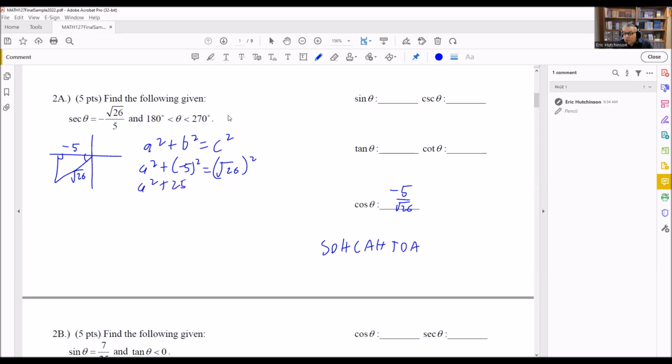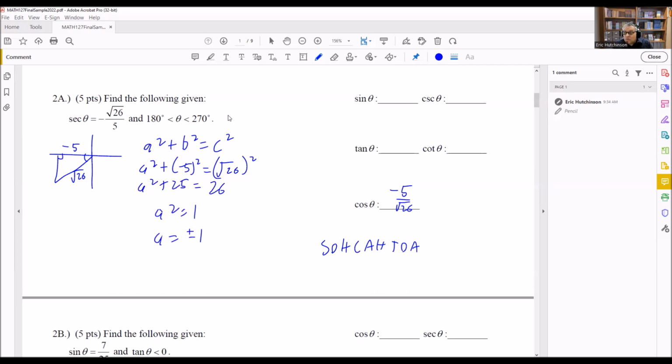A squared plus 25 is going to equal 26. The square gets rid of the radical. Subtract 25 from both sides, and we get A squared is equal to 1. Now for this, you would need to take the square root of both sides. And remember that when you do take the square root of both sides, you get plus or minus. That's because -1 squared is 1 and 1 squared is also 1. So we actually get two different answers for this.